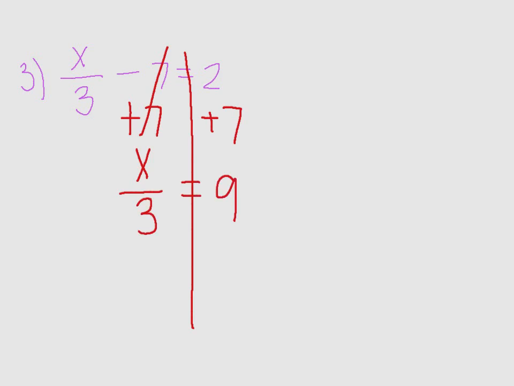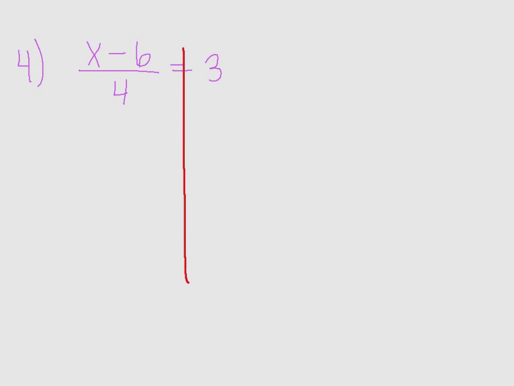Now I need to get rid of divide by 3. The opposite of divide is times by 3. Whatever I do to one side, I have to do to the other. My 3s cancel, and I'm left with x equals 9 times 3, which is 27.